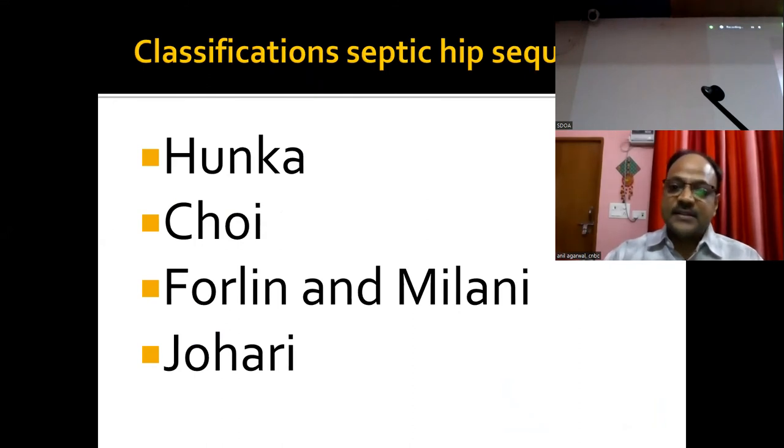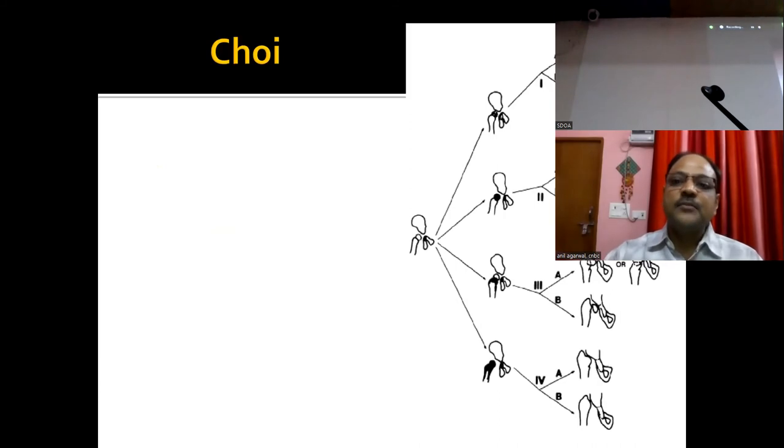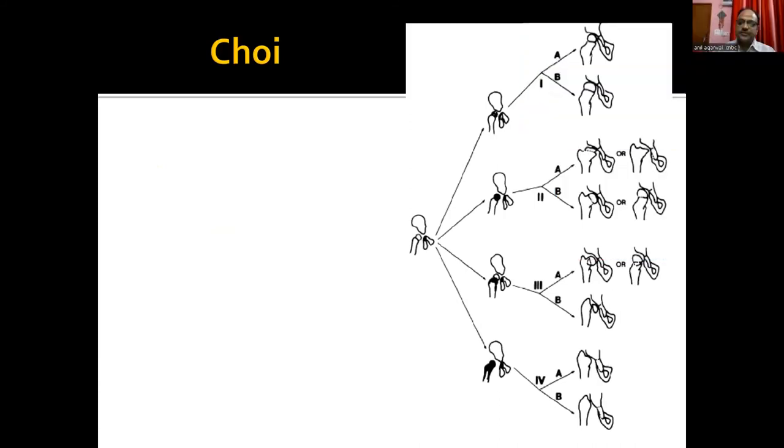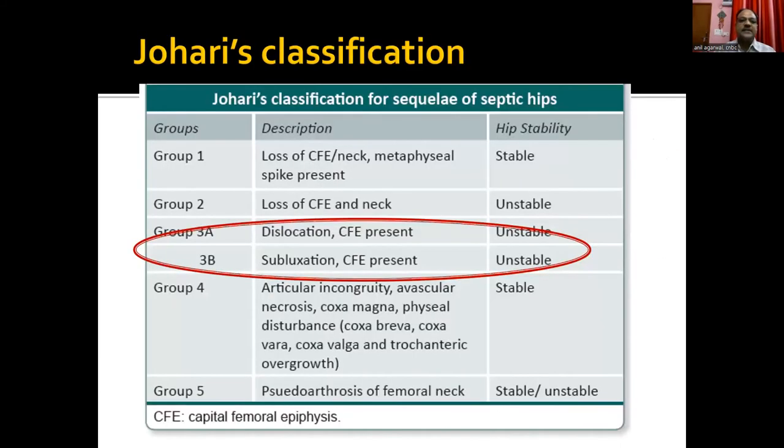We have many classifications. We are all aware of them. This is the most common classification which we use. I will not go into the details. And there is a Joris classification which has a predominant group 3A in which there is a capital epiphysis present, but it is either dislocated or subluxated. Later, Choi also said that the classification 4A is the same as 3A.